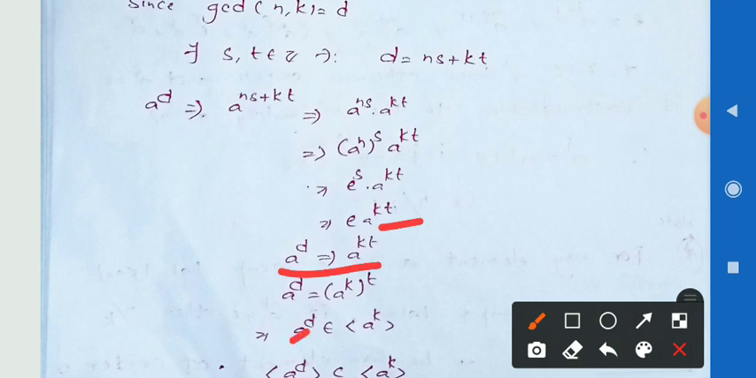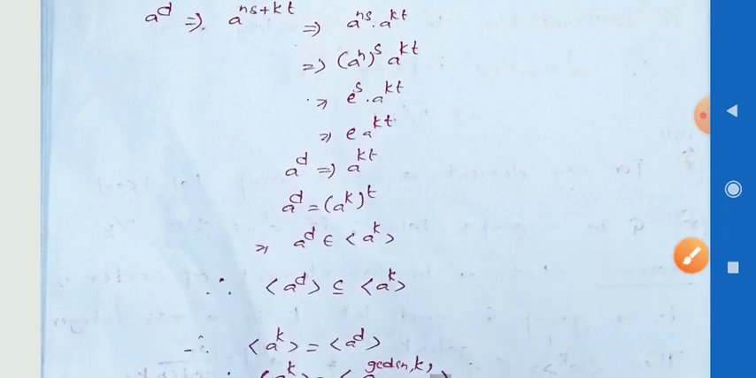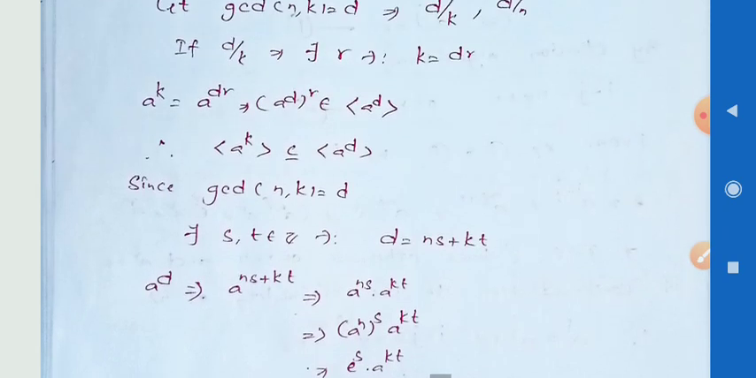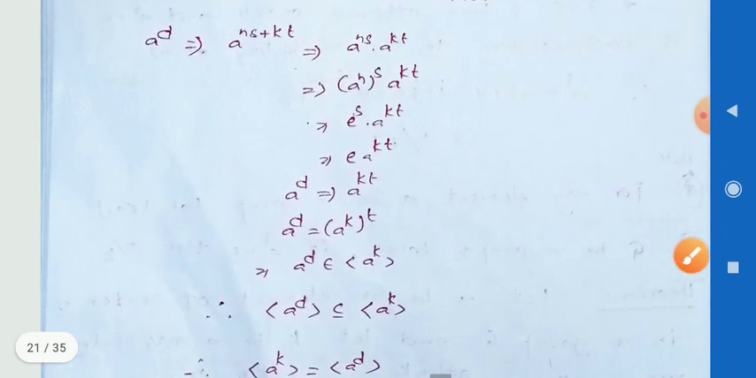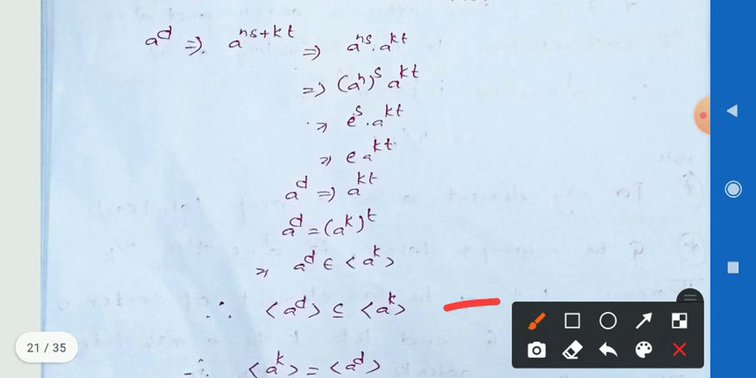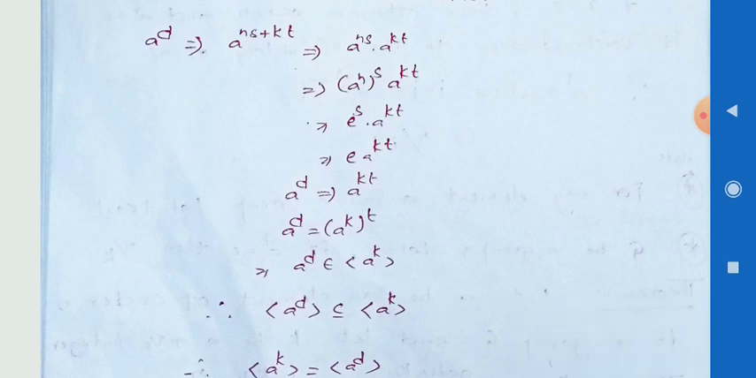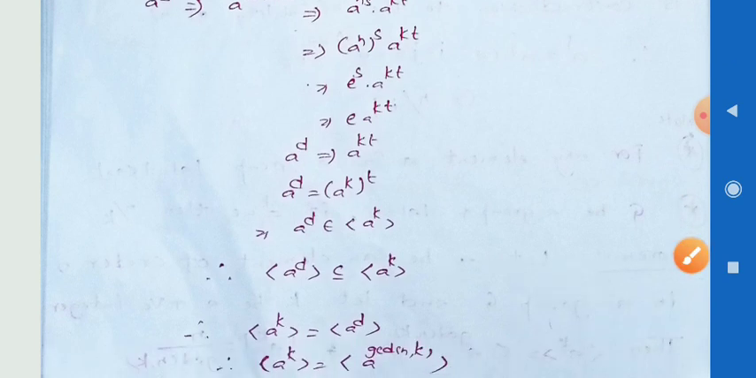This means a power d belongs to the generator a power k. Then we can say that the generator a power d is a subset of or equal to the generator a power k. By this condition and the above condition, we can conclude that the generator a power k is equal to the generator a power d. Therefore, with d taken as gcd of n comma k, the generator a power k is equal to the generator a power gcd of n comma k.